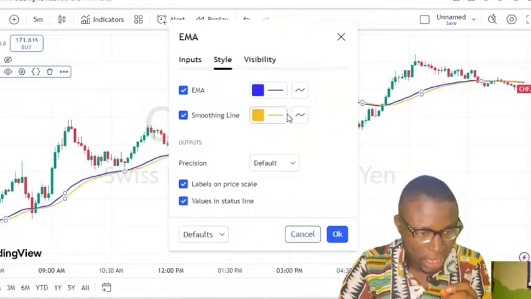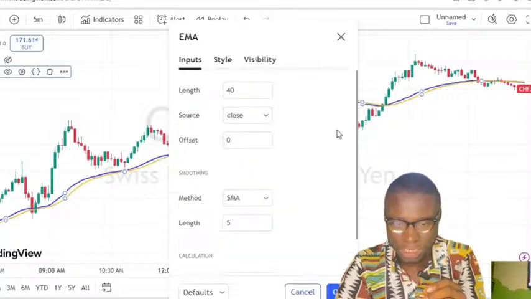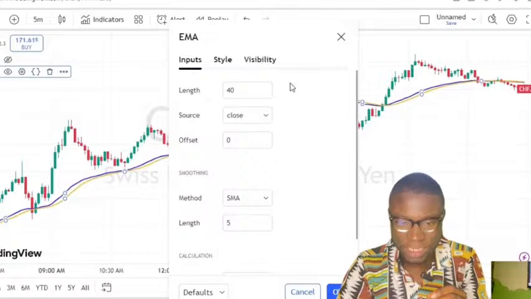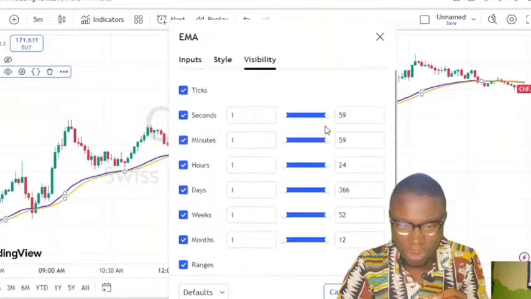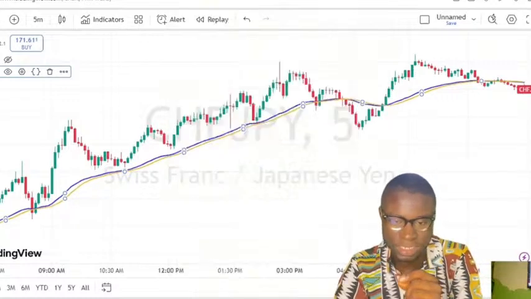This is the color, the way it is. So leave the other settings the way they are. You can see them here. Don't change anything on the visibility. Okay, so this is just it. Then click done.